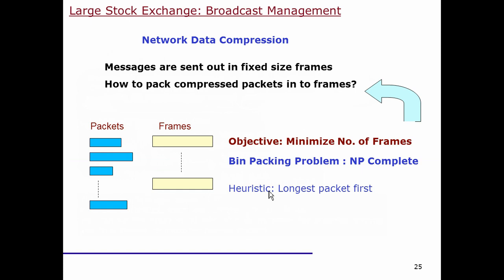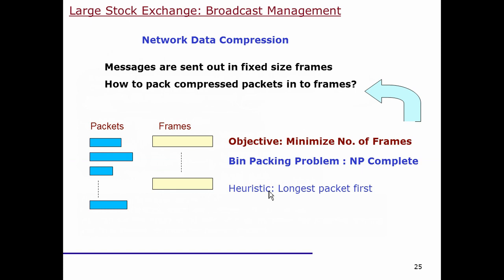That doesn't mean you should just discard the optimization. You can apply heuristics, and one good heuristic that works well is longest packet first. With longest packet first, you can easily get an implementation that in the average case is close to optimal. In the worst case, it will be less than twice the optimal number of frames, but in the average case you would pretty much get a very good result.